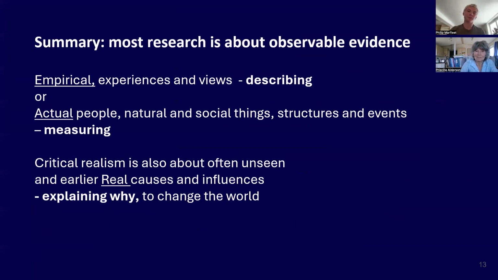So, to sum up, whilst the empirical methodological and theoretical approach to sociology aims at describing experience and view, and the actual merely measures structures and events, critical realism is fundamentally about taking into account the often unseen, real, and underlying causes of social phenomena and explaining why. And to really bring in the critical aspect of critical realism, use these three levels of understanding, the empirical, the actual, and the real, to change society for the better and fight back against the social injustice, racism, homophobia, sexism that plagues our society today.